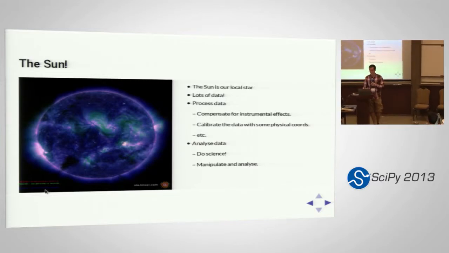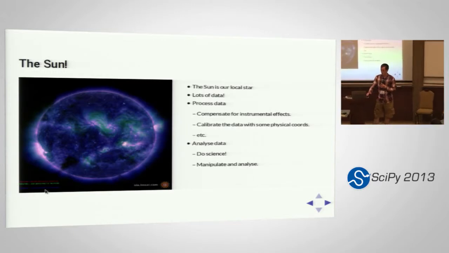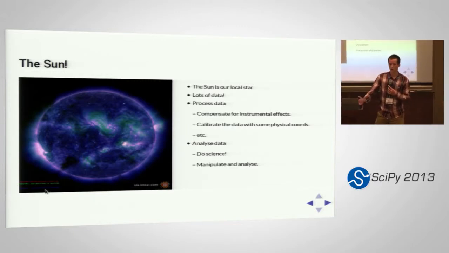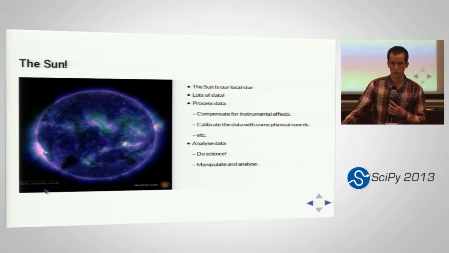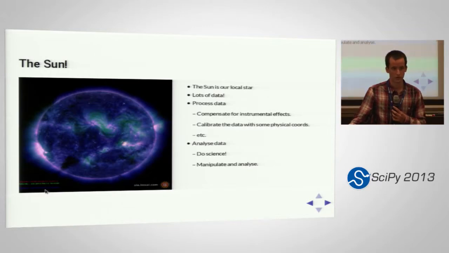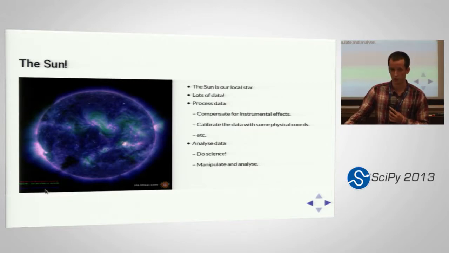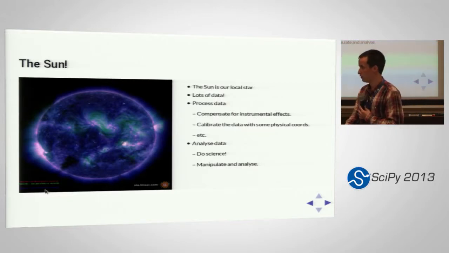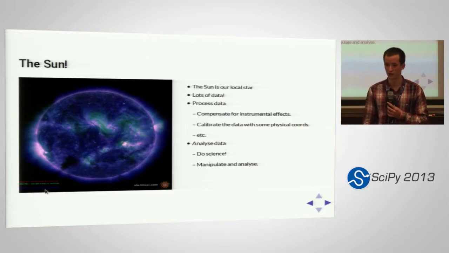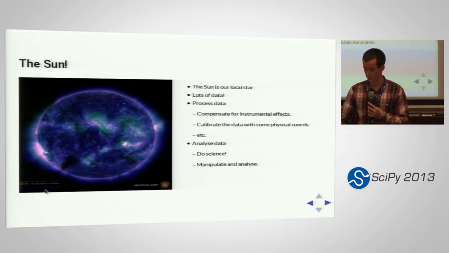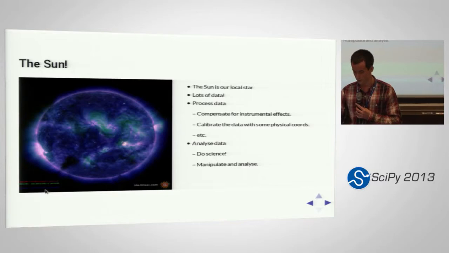You need to process it, in the same way you need to process most optical astronomy data. You need to calibrate it, removing the effects of the instrument and then adding physical coordinates to it. And then actually do some science on the data once you've calibrated it. That's what you get paid for, right? That's the idea.